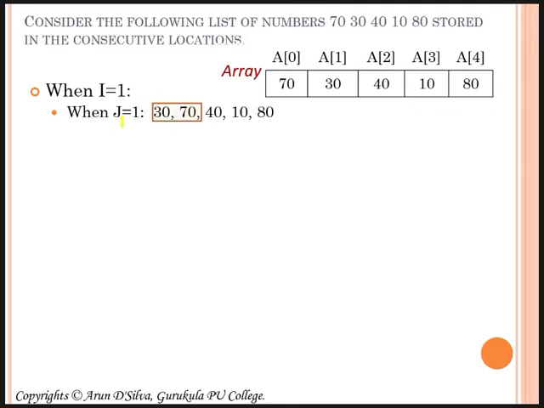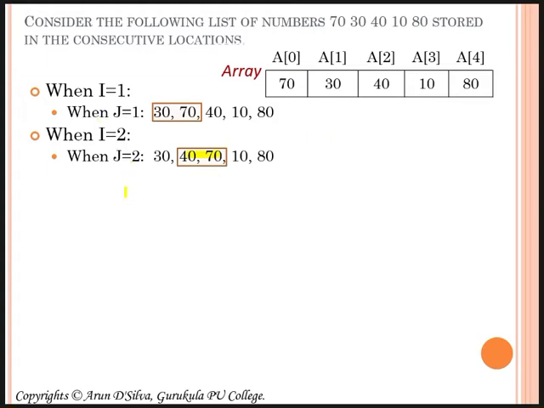Now j is reduced, j becomes 0. Will the while loop continue? No. It goes to the next outer loop increment, i becomes 2. When i becomes 2, j becomes 2. Now the j value is here 40, and 70, it compares 40 and 70. Now 70 is bigger than the right side location, so that's the reason it is interchanged. 40 is interchanged with 70.